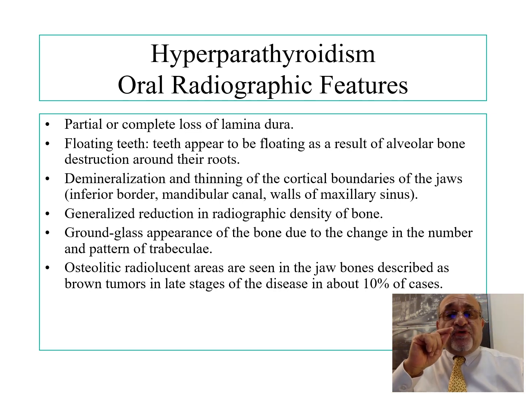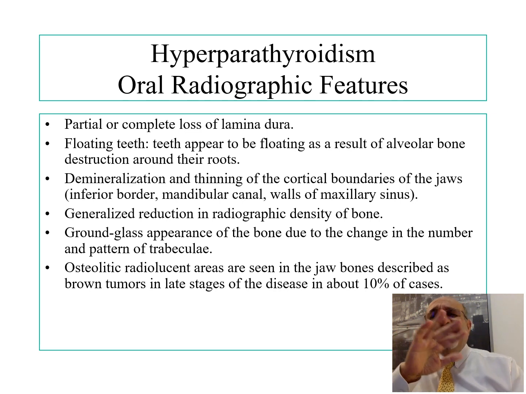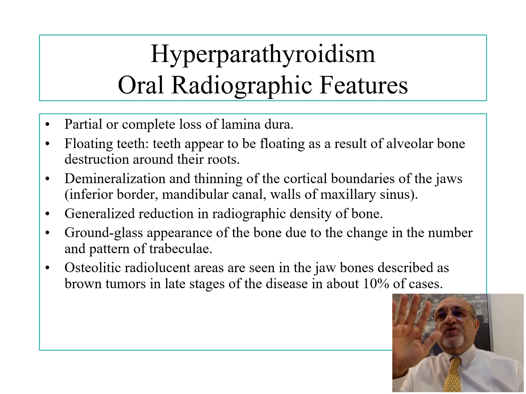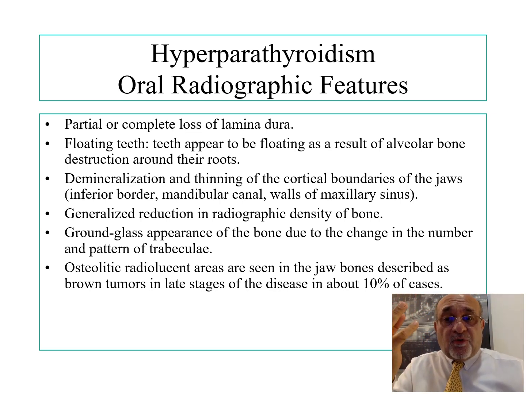Now, when it comes to the oral and radiographic features, when you see a radiograph of a patient who is affected by hyperparathyroidism, the first thing you will see is the absence, whether complete or partial, of the lamina dura. The cortical bone, which forms the socket of the tooth, will disappear.